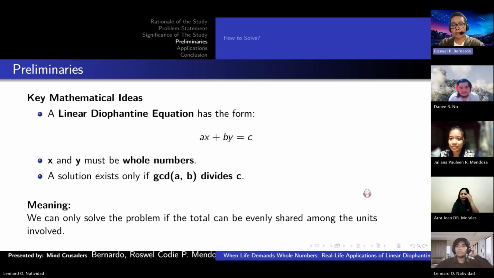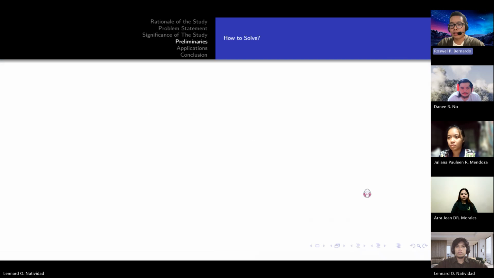Now, before we go to the examples, we need one simple idea. A linear Diophantine equation looks like this: ax + by = c. But the important part is x and y must be whole numbers or integers, not decimals. And a whole number solution is possible only if the greatest common divisor of a and b divides c. In simpler words, we can only solve the problem if the total can be shared fairly using the given group sizes. Next slide, please.